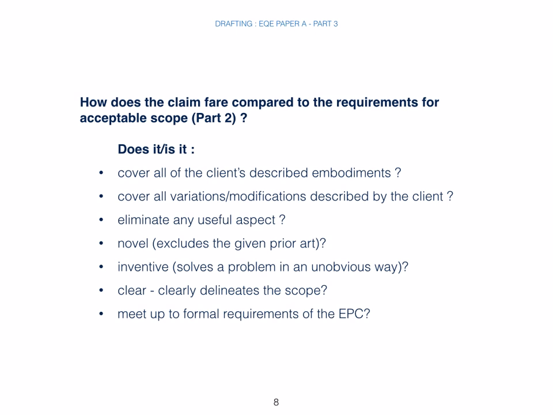Is it inventive? Does it solve a problem in an obvious way? We'll see more on that when we discuss the introduction and we do the problem and solution analysis. Is it clear? Does it clearly delineate the scope of the invention? I think it's clear. Does it meet up to all of the formal requirements? Yes, I think it meets up to the formal requirements, such as the proper division of a two-part claim and the insertion of reference numerals.